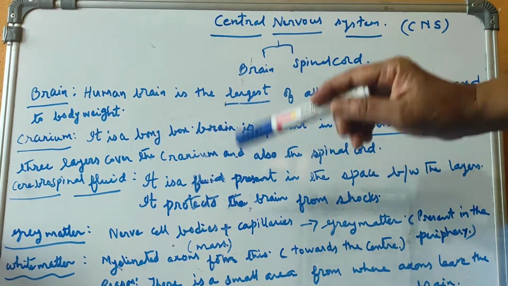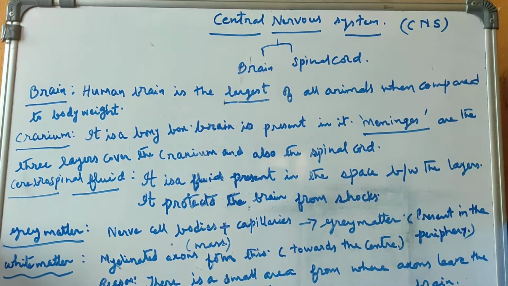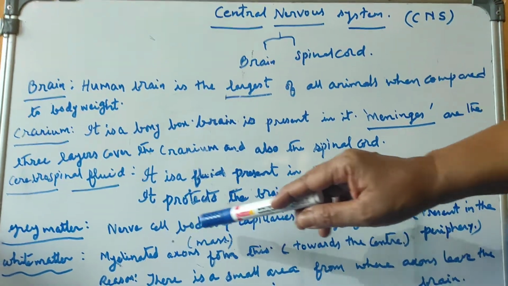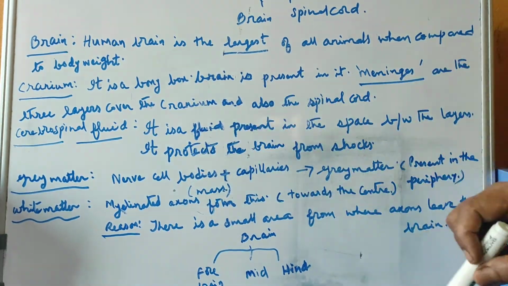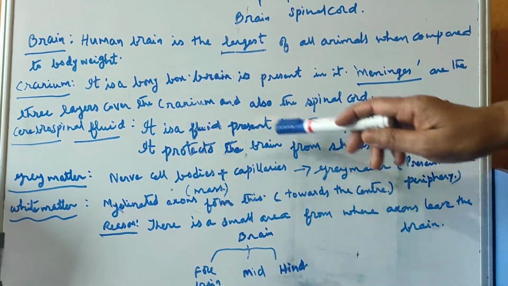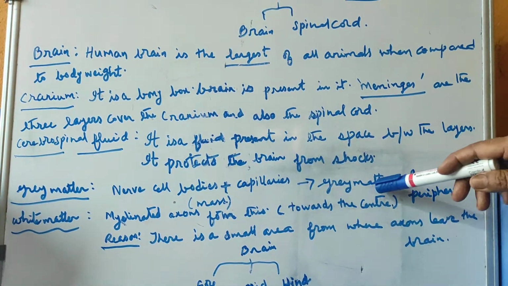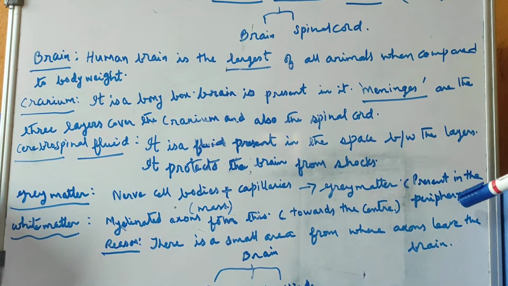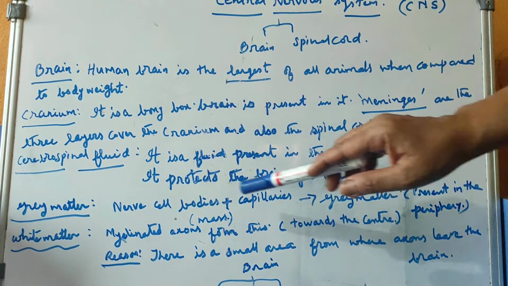Then the next one is gray matter and white matter, which you might have heard of. Let us learn what gray matter is. Gray matter is nerve cell bodies plus capillaries. You have learned about neurons, and these cell bodies together with the blood capillaries form a mass called gray matter, which is present in the peripheral area of the nervous system.